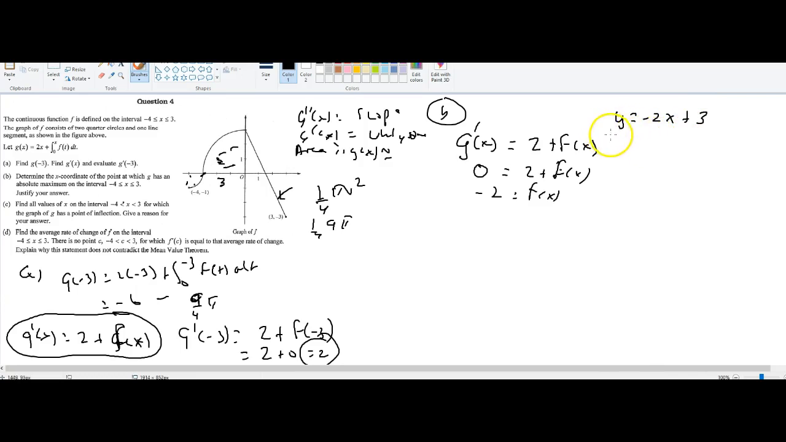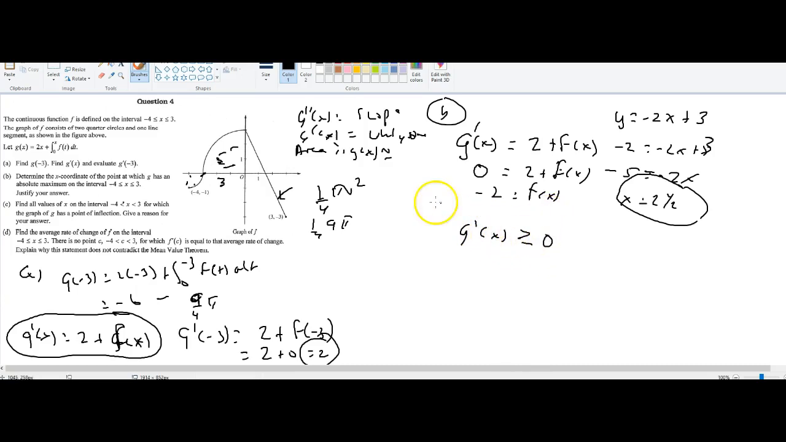So I'm going to plug in, I want to solve for when it gets to be -2, right? So -2x plus 3, sorry, plus 3. So I get -5 equals -2x, and I get x equals 2.5, okay? So x equals 2.5. Now, before that, g prime of x is greater than or equal to 0.